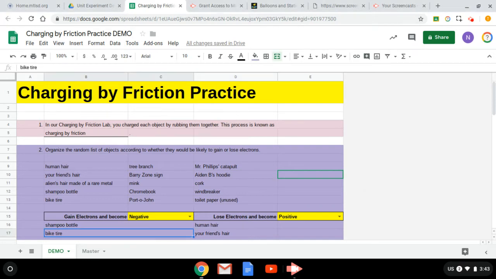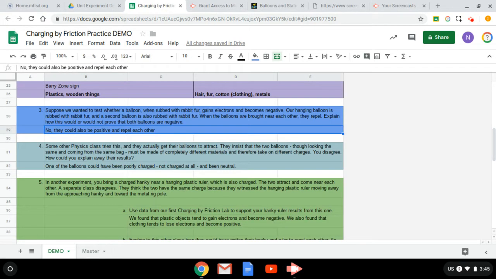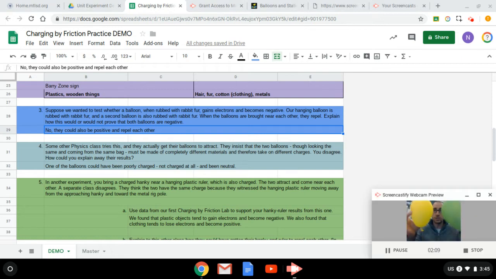Away. Just take a look at these answers. These two balloons were to repel each other. Why can't we use that observation to prove that these are both negative for number 3? Well, it's because they would still do the same thing if they're both positive. So they can be positive.